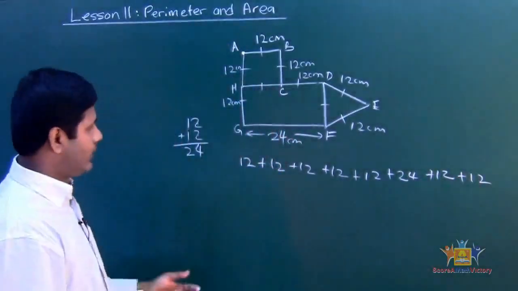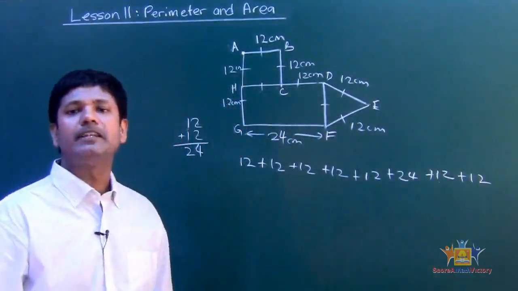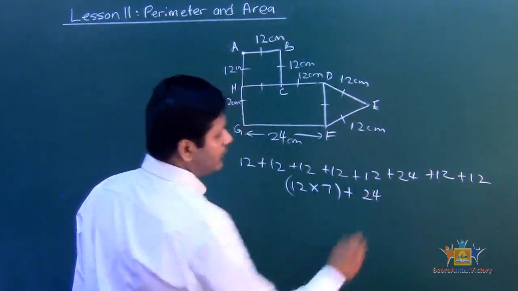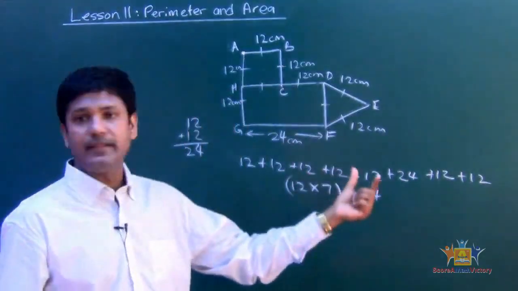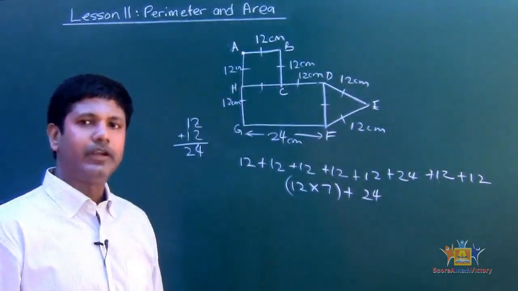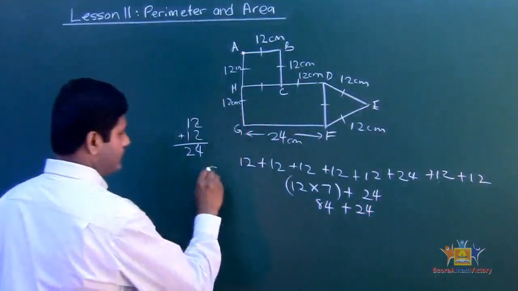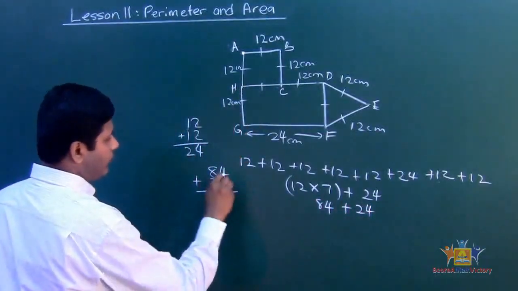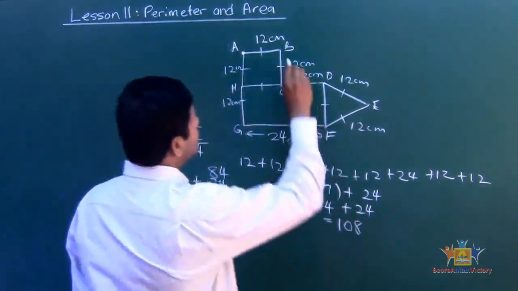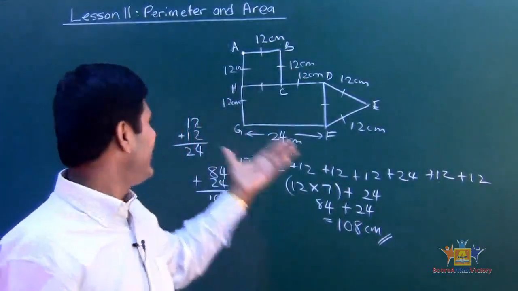See that? Now look how many 12s there are: 1, 2, 3, 4, 5, 6, 7. How about we just multiply? 12 times 7, and we add that to the 24. Isn't that easier than adding them one by one? From our times table, 12 times 7 is what? Very good, 84. Now 84 plus 24. Let's line it up. 4 plus 4 is 8. 8 plus 2 is 10. So 108 centimeters. That's it, and that's the perimeter.